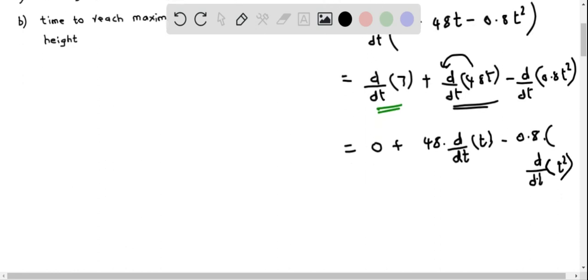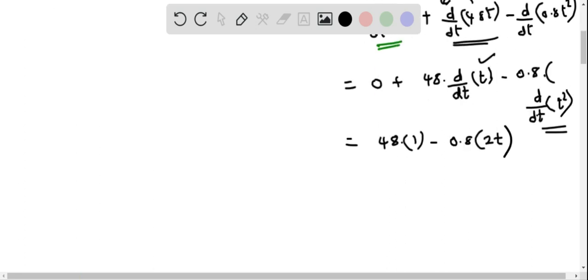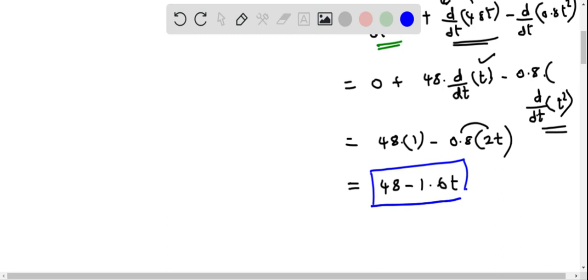Now let's find the derivative of t. The derivative of t is 1. So therefore this becomes 48 times 1 minus 0.8 times the derivative of t squared. When we find the derivative using the power rule, we figure out that this is equivalent to 2t, because we put the 2 in front and reduce the power 2 by 1. That is 2 minus 1 is 1. So therefore this becomes 2t to the power 1, which itself is 2t. So this can be simplified, and this equals 48 minus 0.8 times 2, which is 1.6, and then we have t. So this is the expression for the velocity function, that is s prime of t.